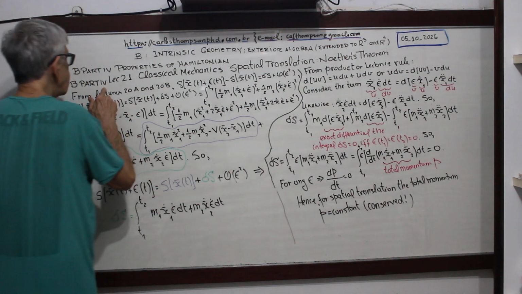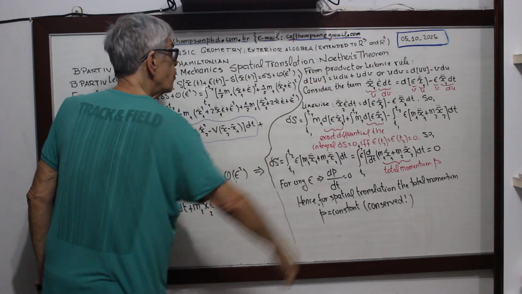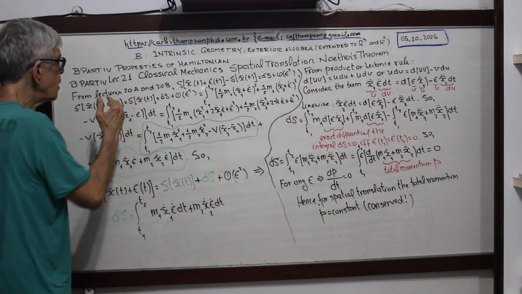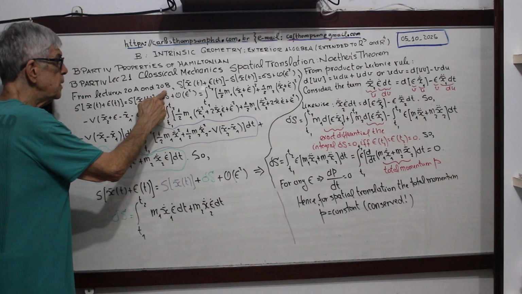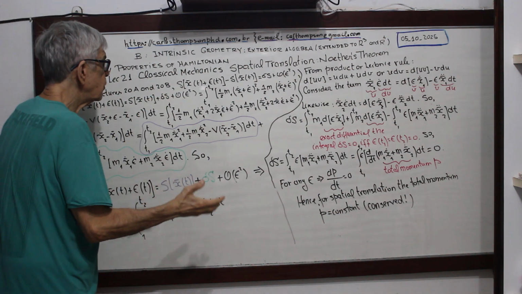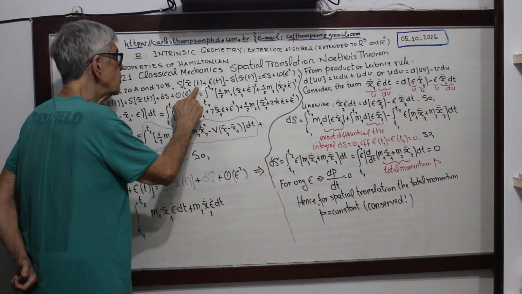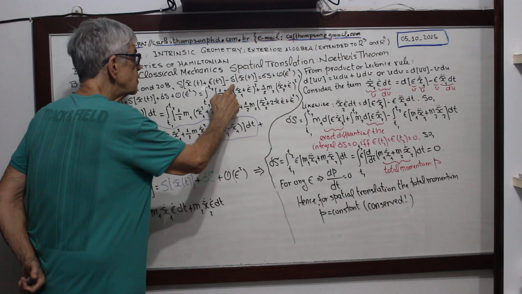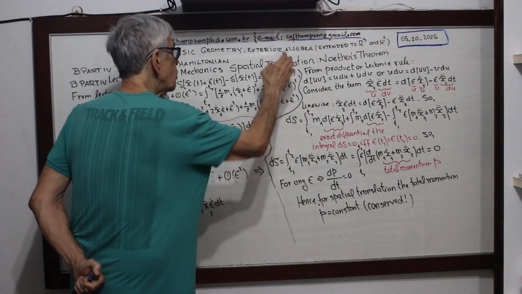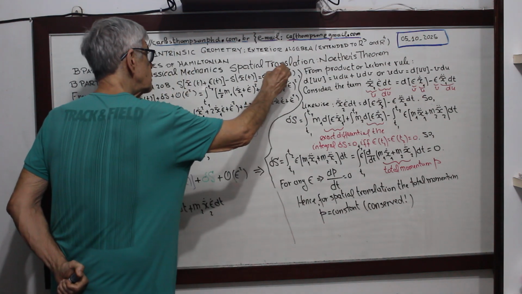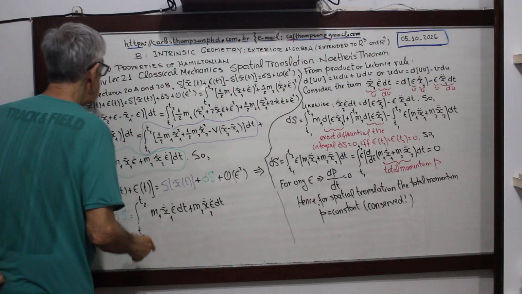Okay, B part 4, lecture 21, classical mechanics, spatial translation, Noether theorem. Now this is a continuation of lecture 20A and 20B. From this lecture we wrote that the action S[x̄(t) + ε(t)] − S[x̄] is equal to δS plus order of ε squared. So we're going to use this, okay?